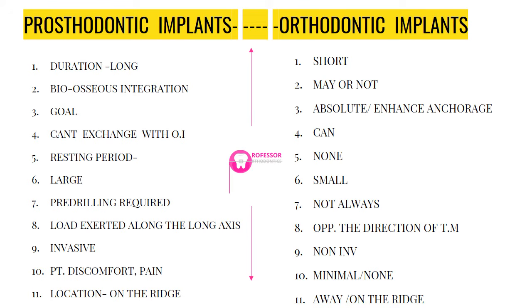So before placing the implant, there has to be a drilling procedure. Space has to be created in the bone, and then the implant is placed. Whereas in the case of an orthodontic implant, that's not the case. There are implants, yes, which do need pre-drilling, but then it is not a major procedure. And there are implants available which do not need pre-drilling, so there are non-drilling implants also present among orthodontic implants.